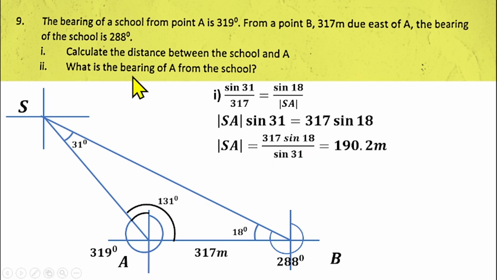Roman figure 2, the question says you should find the bearing of A from this school. What is the bearing of this point A from this school here? What is the bearing of A from the school? So that should be the angle from the north to the line that joined the school and A together. So then we are looking for the angle from the north to this point here. That's the bearing of the school from A. That's the angle from the north to the line that joined them together. Then how can we find it?